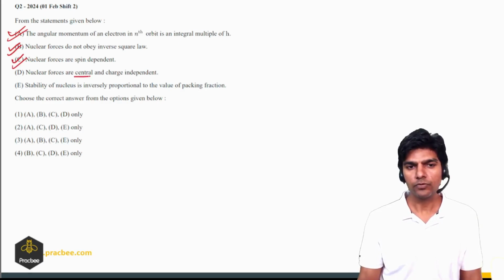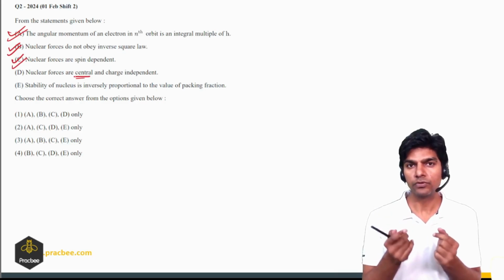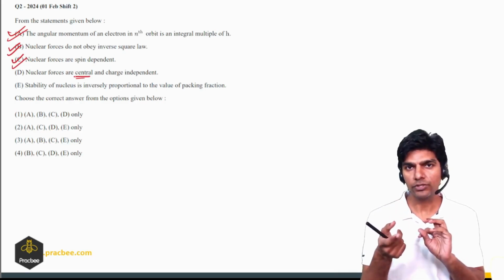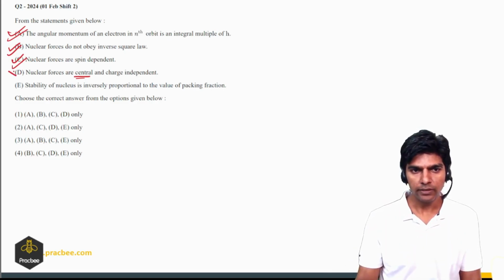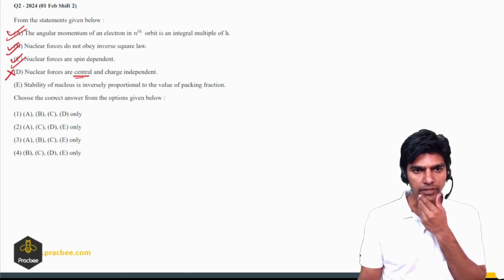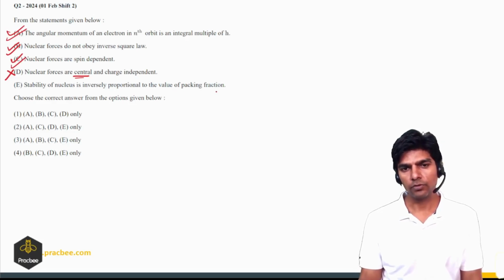So nuclear forces are central and charge independent. Central forces only depend upon the distance between the two interacting particles, but nuclear force also depends upon the orientation, what is the spin of the two interacting particles. So statement D is incorrect. Let us see statement E. The stability of the nucleus is inversely proportional to the value of packing fraction.